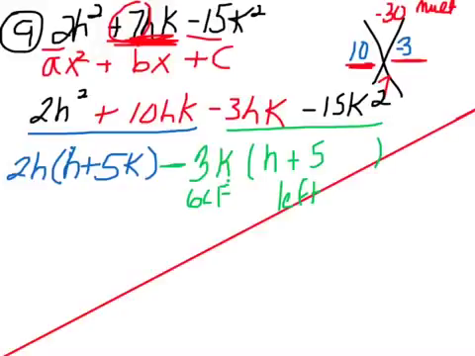If you want to make sure you got it right, redistribute. Negative 3h times k is a negative 3hk. Negative 3 times 5 would be a negative 15. I got to mess with my k's though, don't I? I had a k squared up here, but we took one k out, so there'd be a k left.